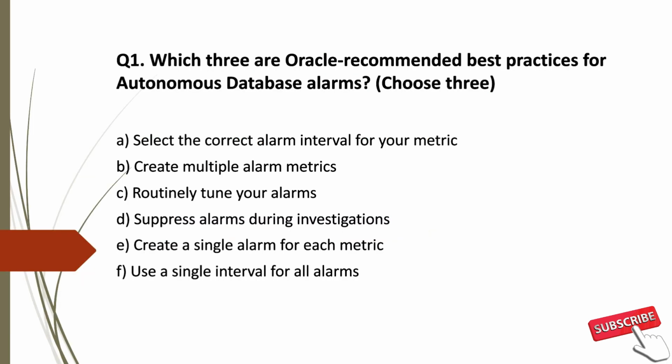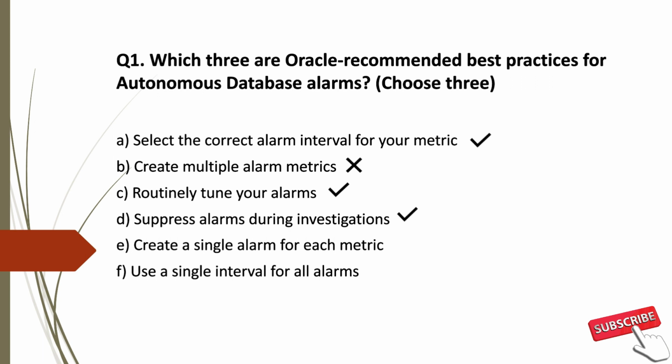Back to the question. Option A. Select the correct alarm interval for your metric. This is correct. You need to set the interval depending on the metric frequency. Option B. Create multiple alarm metrics. No, this is incorrect. You can create a set of alarms for each metric, but not multiple alarm metrics for a single alarm. Option C. Regularly tune your alarm. This is correct. On a weekly or monthly basis, you need to tune your alarm. Option D. Suppress alarm during investigation. This is also correct. Once you respond to the alarm and investigate the issue, you need to suppress the alarm.